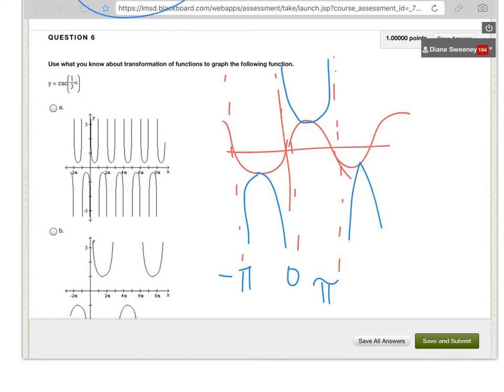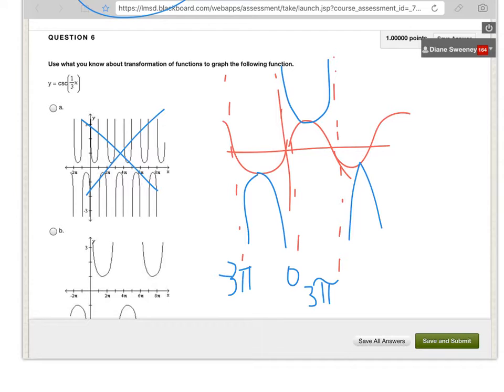Well, if I have 1/3 x, then what I know is that this is going to be a horizontal stretching. So instead of having an asymptote at pi, this is going to be a whole lot wider. So this asymptote is going to stretch out to 3 pi, and this one is going to be negative 3 pi. And we're going to have an odd function again. So choice A is out. Choice B looks very promising.